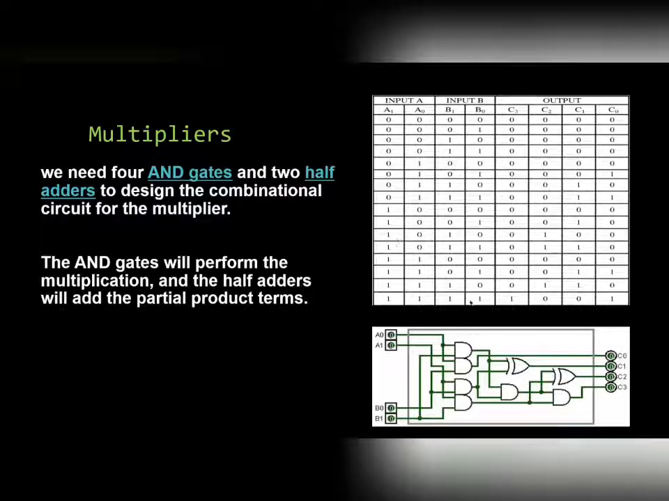Here, the AND gate will perform the multiplication and the half adders will add the partial product terms. It will add the partial product terms which are coming. Okay, so as the duty of the adders, they are adding, and as the duty of the AND gates, they are multiplying the inputs they receive. Okay, I think you have got a clear understanding about this multiplier.